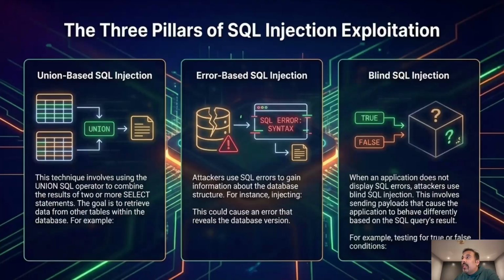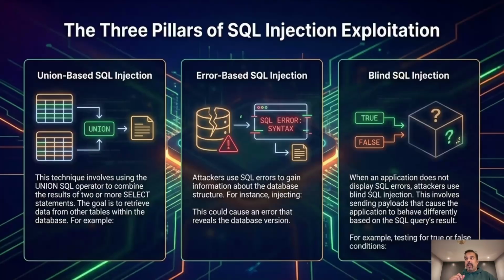The third one is blind SQL injection. When an application does not display any SQL error, because you have your exception handling in place, the attacker uses blind SQL injection. This involves sending a payload that causes the application to behave differently based on the SQL query result. For example, testing for true or false conditions, like how the application behaves, like how long it takes. So for example, if they send a query, and that takes 1 second.